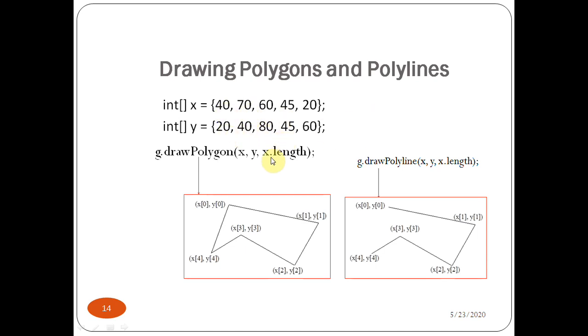Then the polygon is drawn as a set of straight lines, like this, and it's from the first point to the second point like this, and straight line from the second point to third point, then third point to fourth point, and so on.